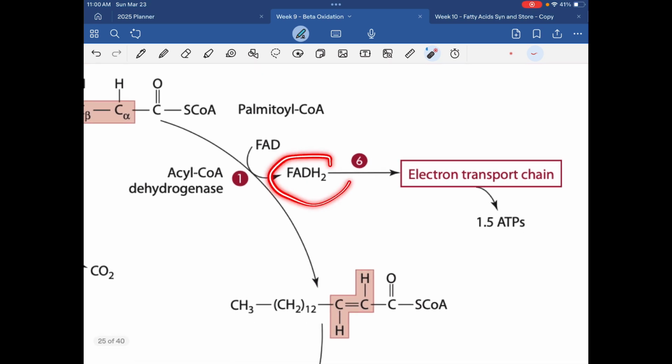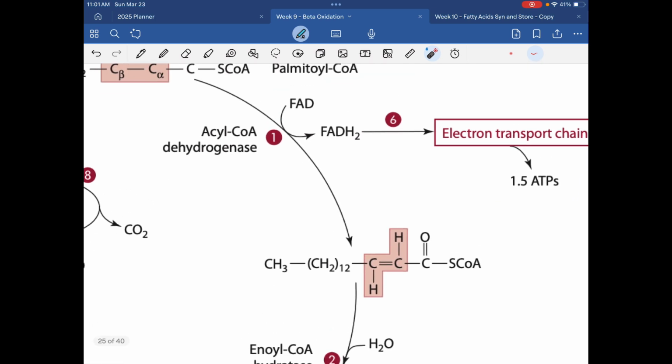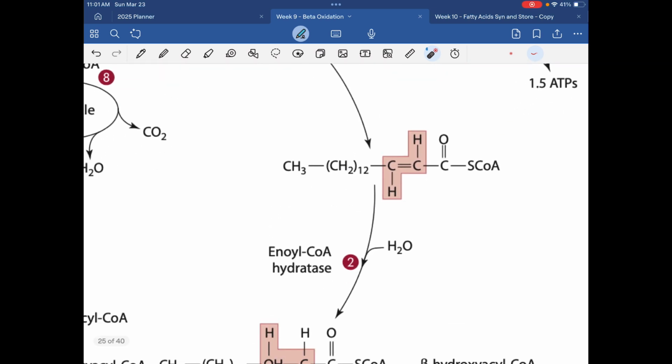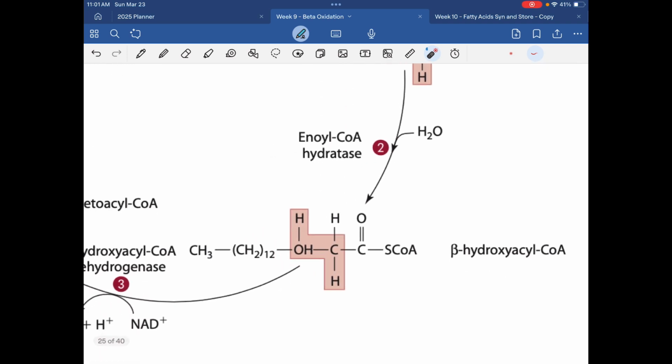And anytime we form one of our electron carriers, we can take it to the electron transport chain. Remember, we're trying to produce energy. A lot of energy can be produced at the electron transport chain from the oxidizing of molecules like FADH2. So that's what this is representing right here. All right, so now we have our double bond. So now we're going to use an enoyl-CoA hydratase. Hydratase, think hydrate. We're going to add some water. Water is good for making OH groups, and there's an error in this. This should be this.